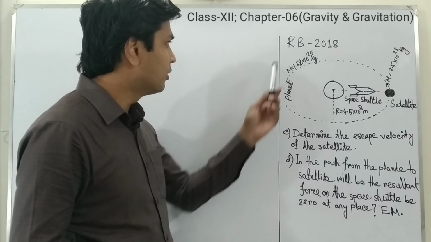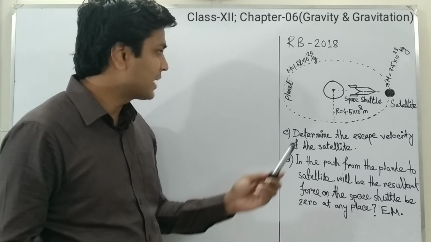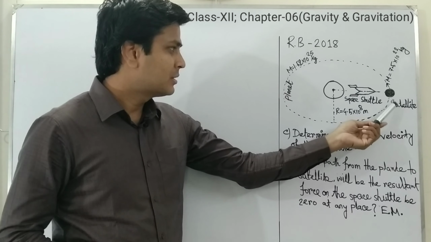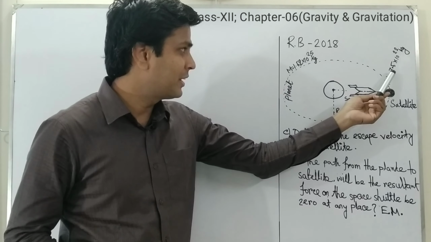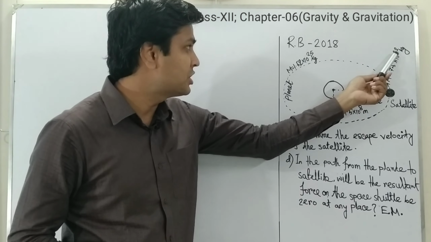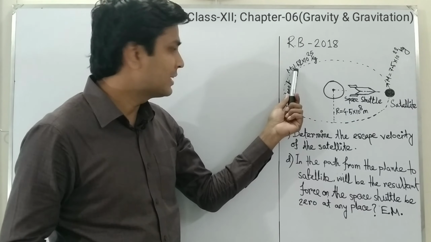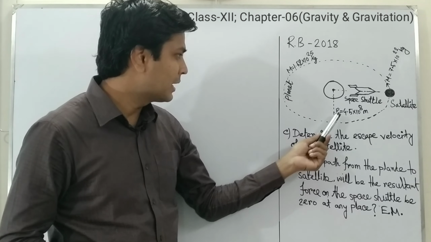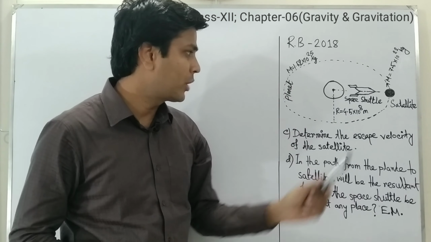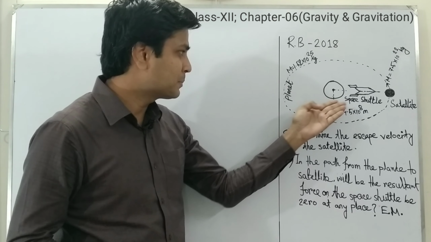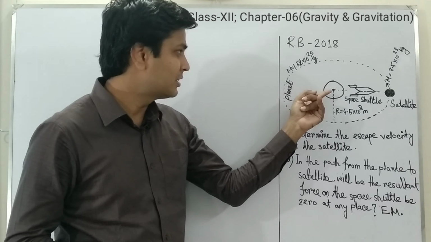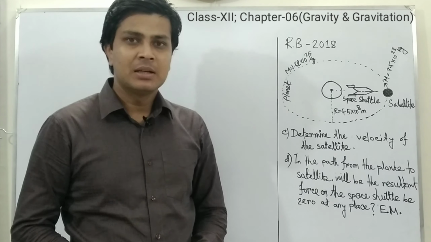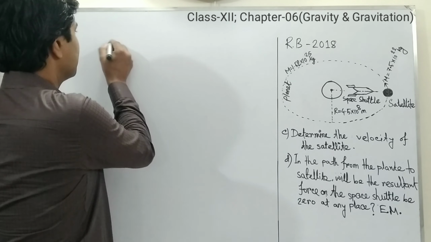Second creative question from Barishal Board 2018. Look at the diagram. In the diagram you can see there is a planet and there is a satellite. The mass of the satellite is given here 7.5 into 10 to the power 20 kg, and the mass of the planet is 1.52 into 10 to the power 25 kg. The radius of the planet is given here 4.5 into 10 to the power 8 meter. There is a space shuttle which is going from the center to the satellite. Question C: Determine the velocity of the satellite. Let us see the solution.